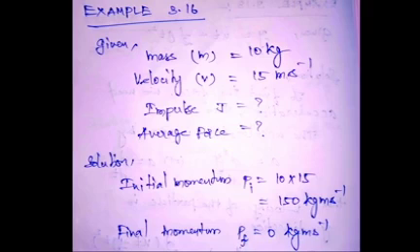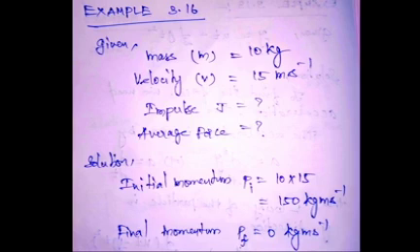Students, first we write the given data. The given mass m equal to 10 kilogram and velocity v equal to 15 meters per second. We have to find the impulse and the average force. First, to calculate the impulse we have to know the momentum. So first of all I am going to calculate the momentum. To calculate it we need the change in momentum, that is delta p, from the initial momentum to the final momentum value. So we solve this problem, then you may understand.